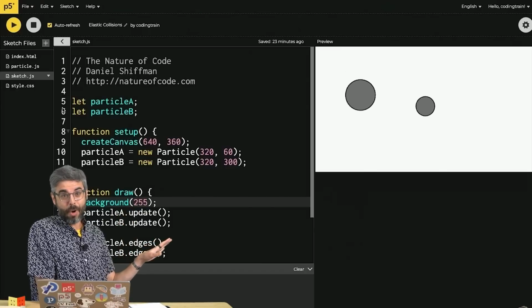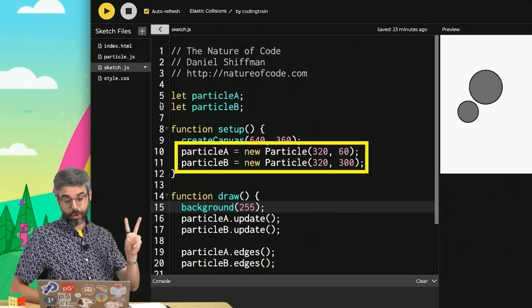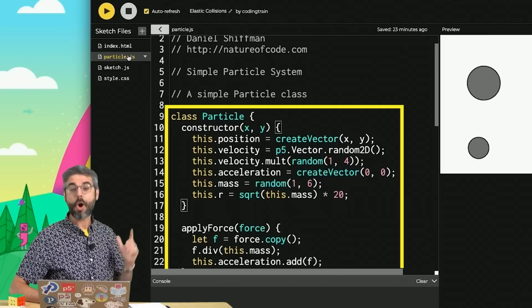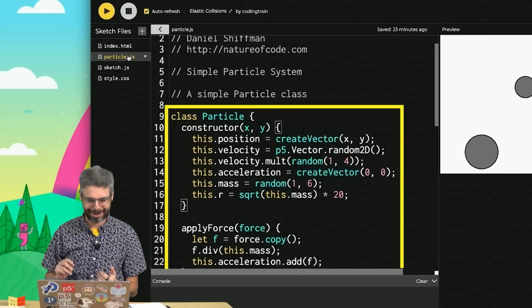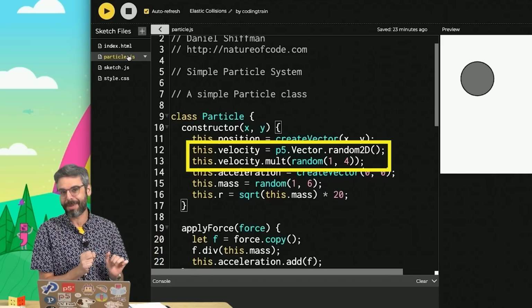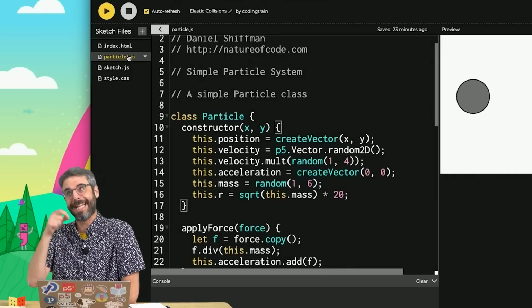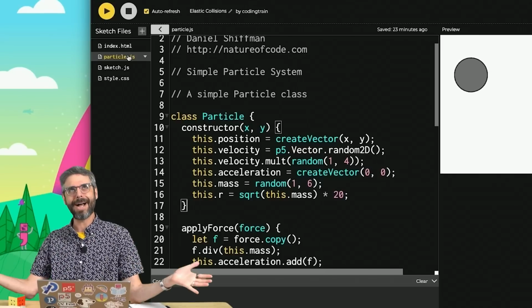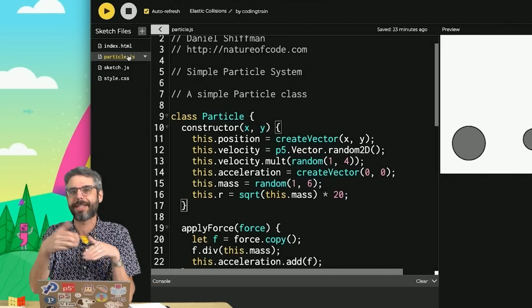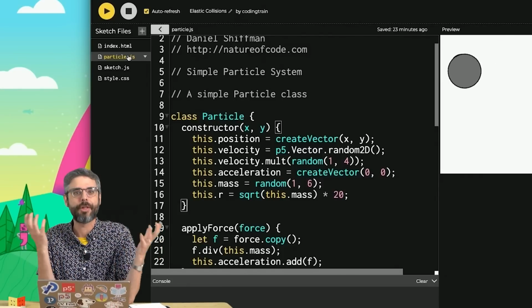Here's the sketch I'm going to start with. It's one of my Nature of Code examples. It's got two particles in it. The particle class has all those things I talked about: position, velocity, acceleration. The velocity is set randomly. The acceleration is 0. I won't actually be using acceleration in this particular demonstration, but it could come into play in the things that you might build on top of what I'm doing here in combination with other examples.